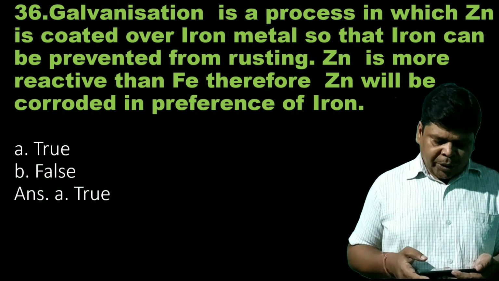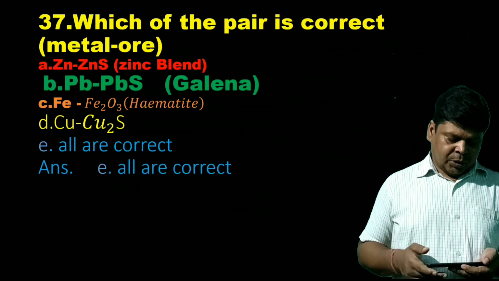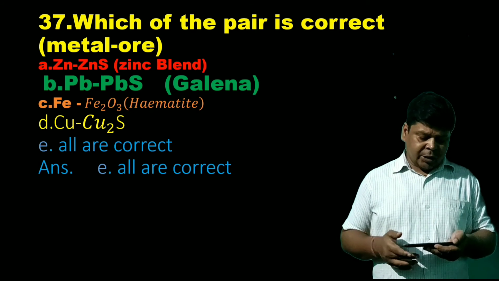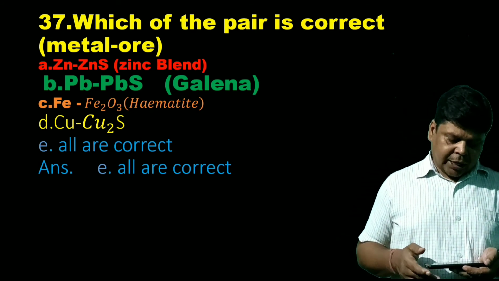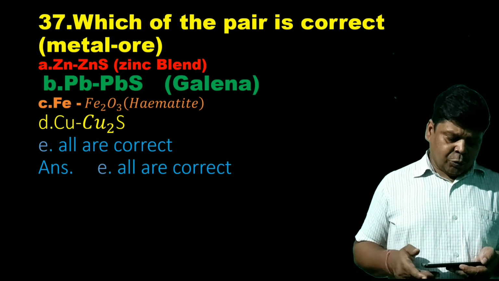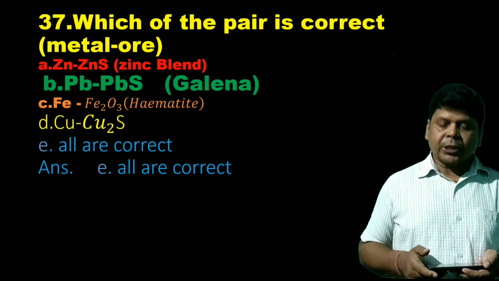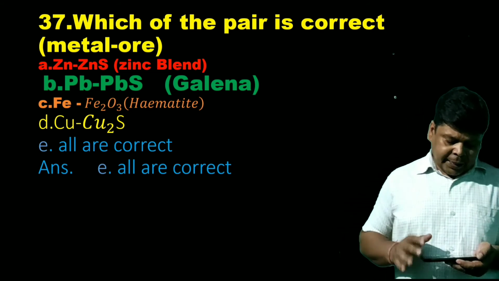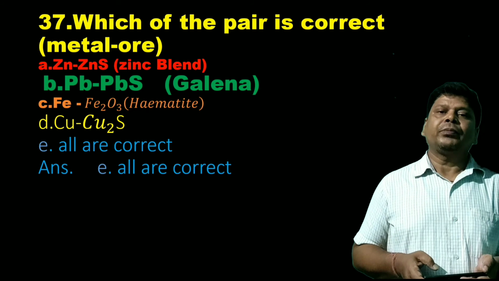Which of the pairs is correct regarding metal and their ore? Zinc, zinc sulfide, ZnS, zinc blende. This one is correct. Lead, Pb, PbS. This is galena. This is also correct. Iron, Fe, Fe2O3. Hematite. This is also right. Copper, Cu2S. Copper glance. This one is also correct. So all are correct. The option is E, all are correct.